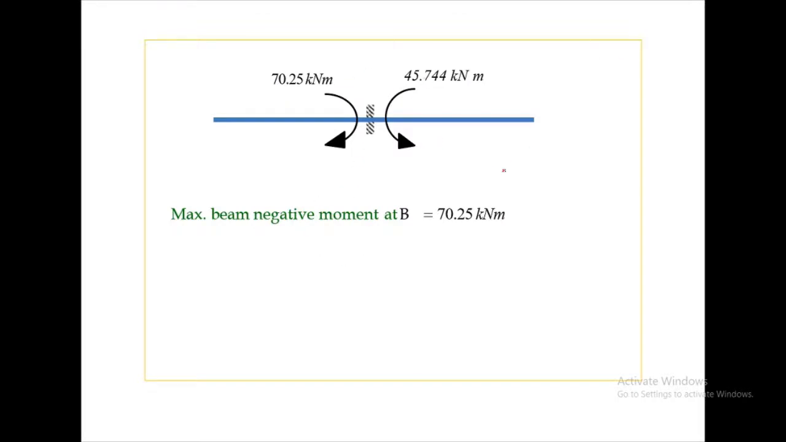So which one is the greater? 70.25 kilonewton meter. Therefore the maximum beam negative moment at B will be 70.25 kilonewton meter. This solves the problem. See, pretty simple. All you need to know is the loading condition and how to find fixed moment. Then we'll find the distribution factor, and then from the moment distribution table find the final moment.